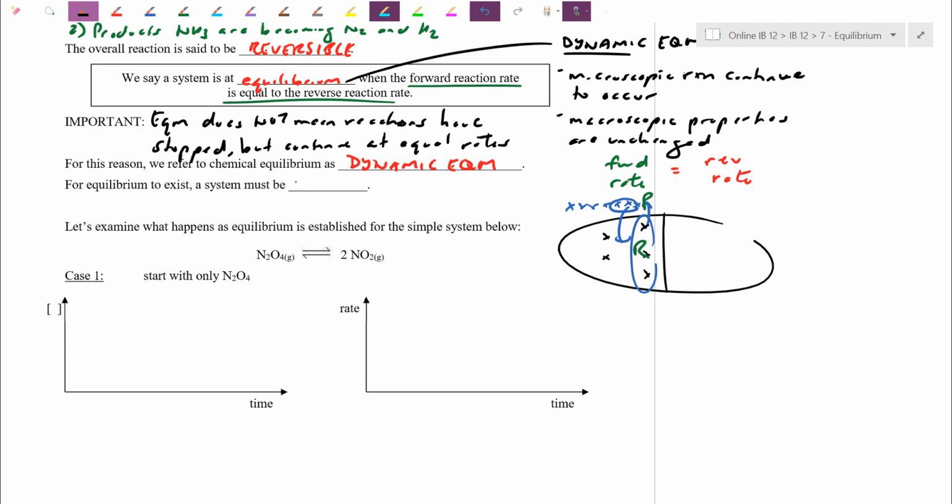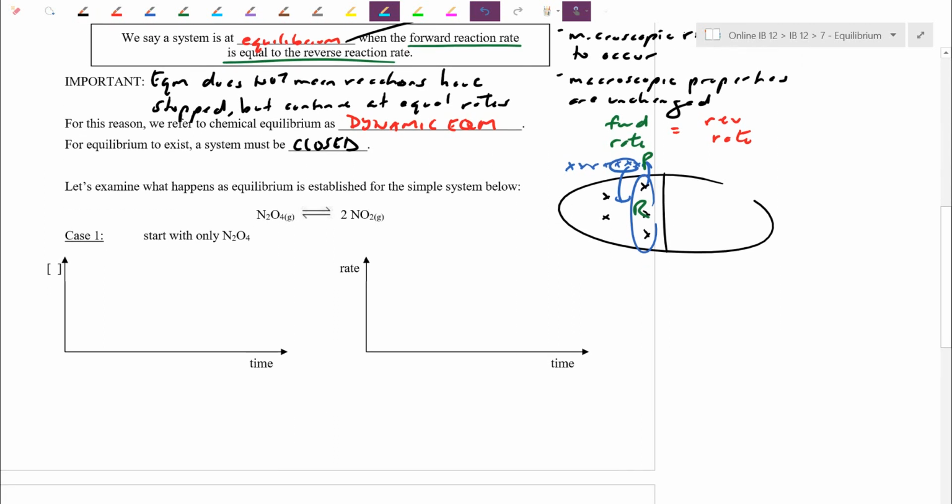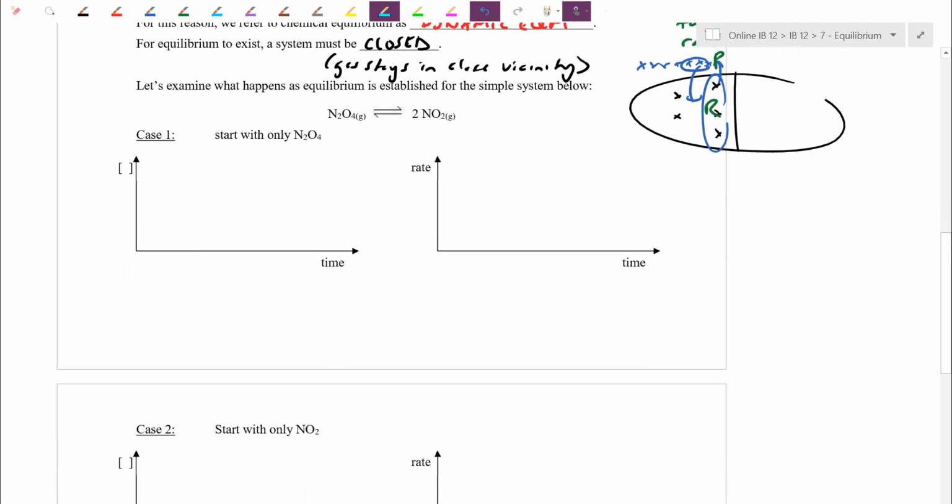For an equilibrium to exist, the system must be closed. We mentioned in that earlier example, especially if I have a reaction that ends up forming gas, we want to make sure the gas stays in close vicinity. So I don't want the gases to just naturally escape, and then therefore they don't have a chance of actually coming back the other way. So we're going to study this in a little bit more detail.